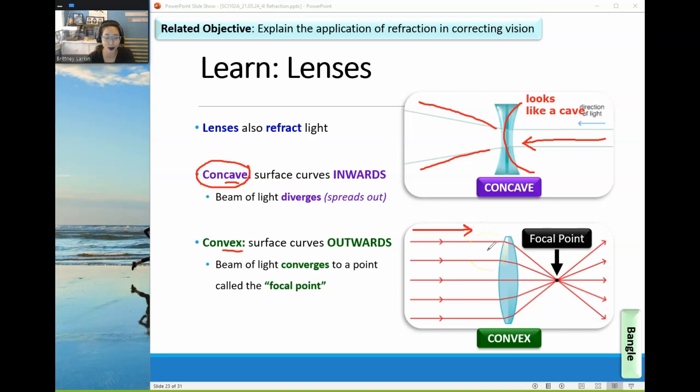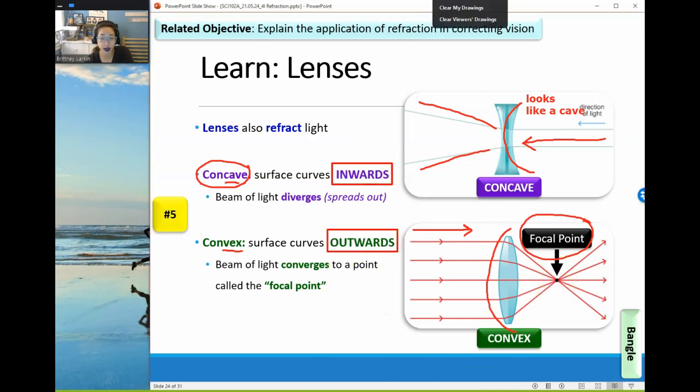This time the light's going to the right. And we have a convex surface, which curves outwards here towards the light. And the result is that as that passes through, we end up with a beam of light that converges or comes to a point. And that point right there is called the focal point. And that is going to be right there. Okay, so let's go ahead and talk a little bit about how this helps us.